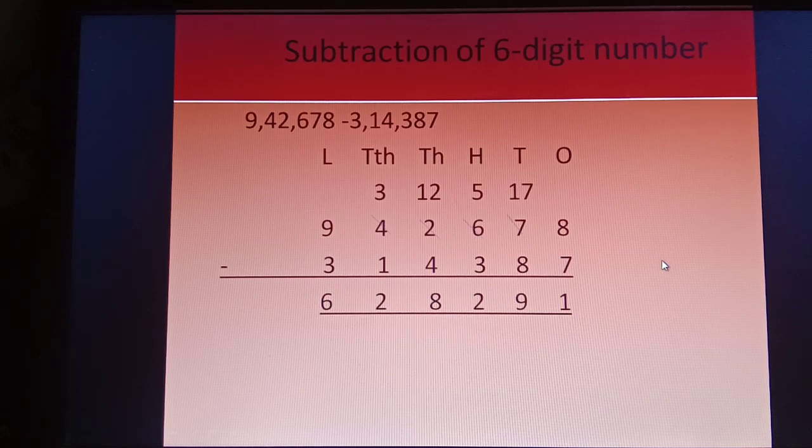Very common mistake you do, children. Whenever you are borrowing, you are not subtracting one from the number, that's why you do the mistake. So you have to be careful in this situation.